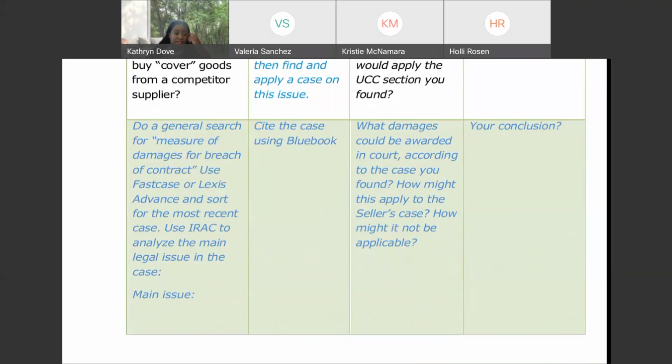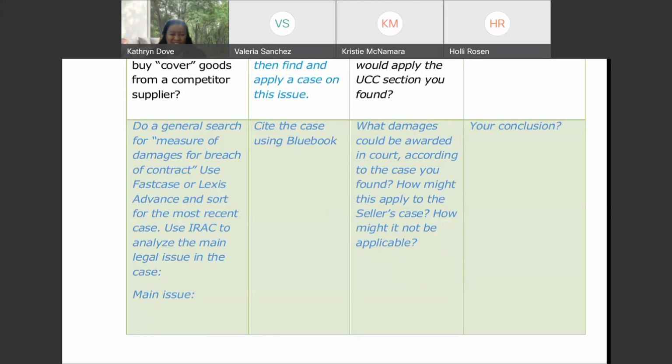And you want to then get on Lexis Advance. You can also use Fast Case. Do a general search of measure of damages for breach of contract. Sort to the most recent case. You always want to sort to the most recent case in your jurisdiction. You could search Minnesota cases for the most recent case measuring damages for breach of contract on Lexis Advance.